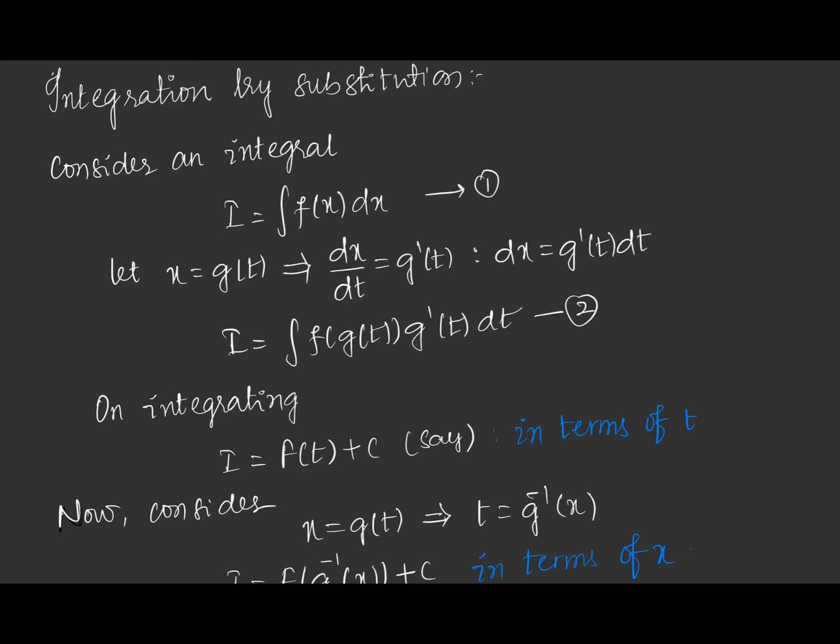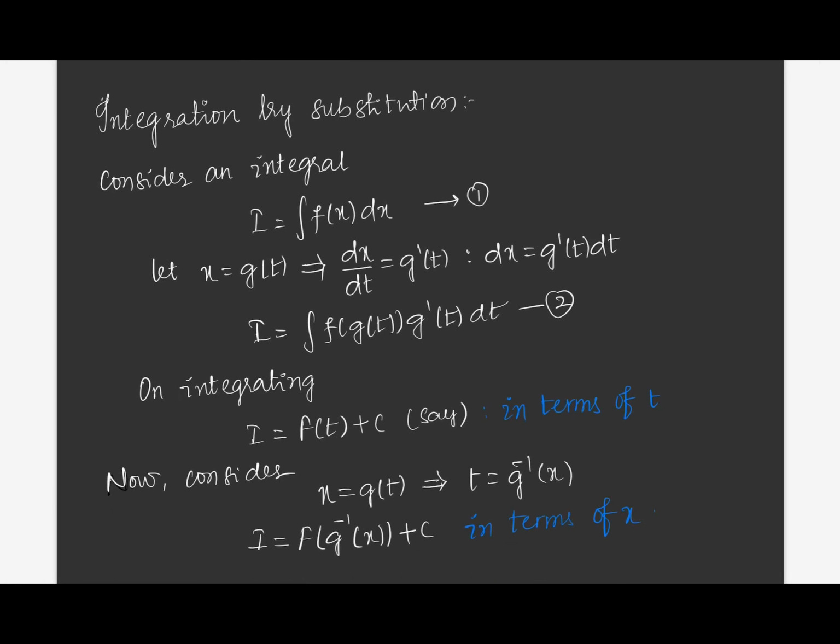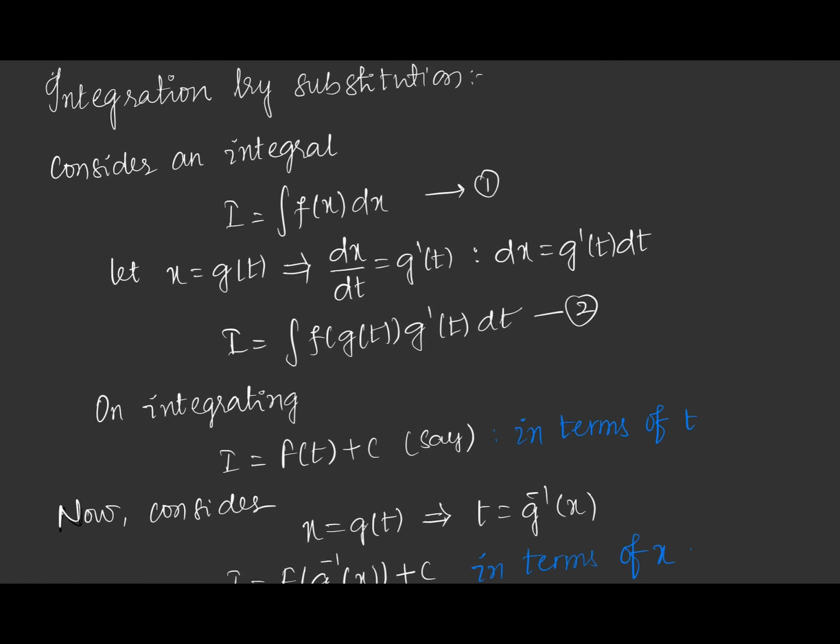When the given integral is difficult, we will consider the transformation x is equal to g of t. We'll consider x is equal to g of t, and differentiating that with respect to t, we will get dx by dt is equal to g dash of t, and cross multiplying we will get dx is equal to g dash of t into dt.